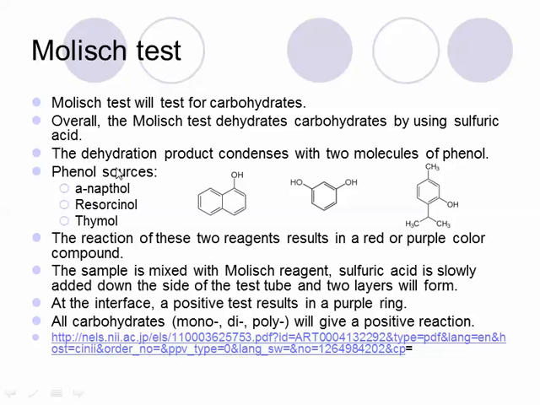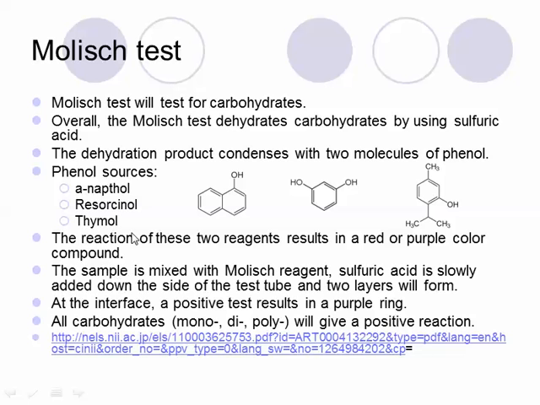Now there's a couple of different phenols that we can use. Naphthol, alpha-naphthol, resorcinol, or thymol are both okay. And those structures are here for you. So this is the alpha-naphthol, this is the resorcinol, this is the thymol. So these are the three structures that we're after. Those are all phenol sources, right? There's rings in each one of these.